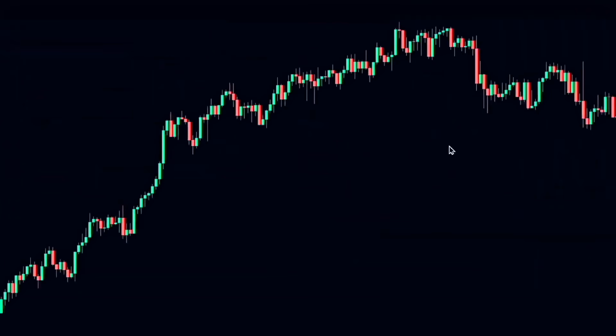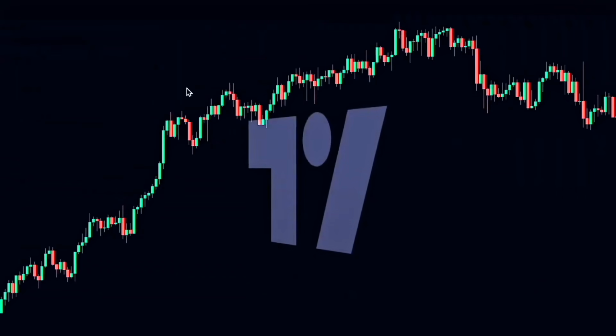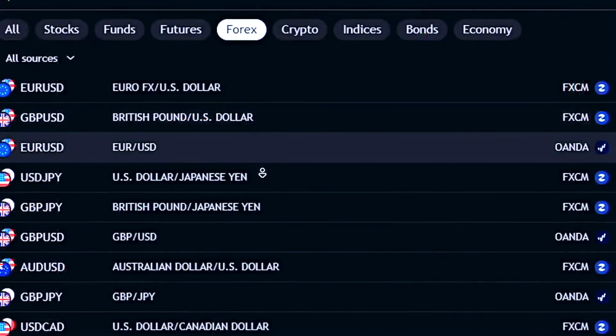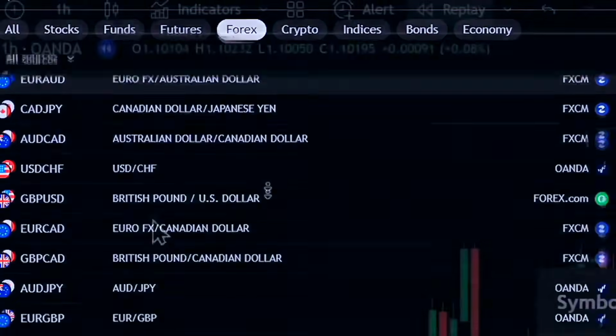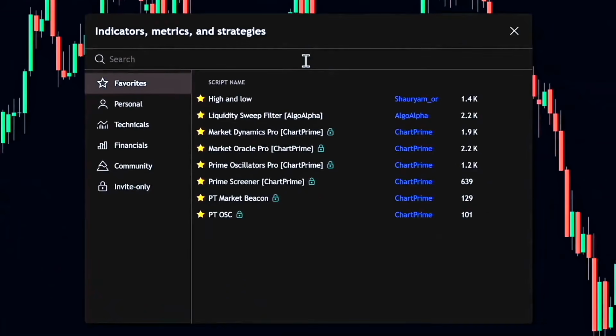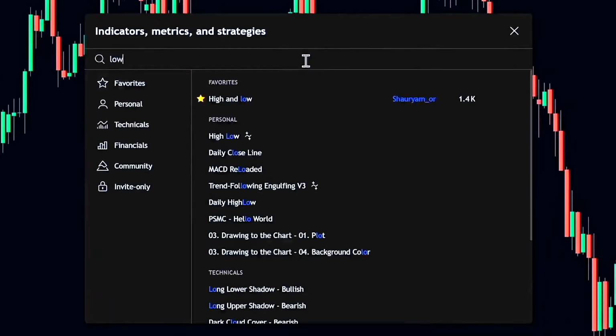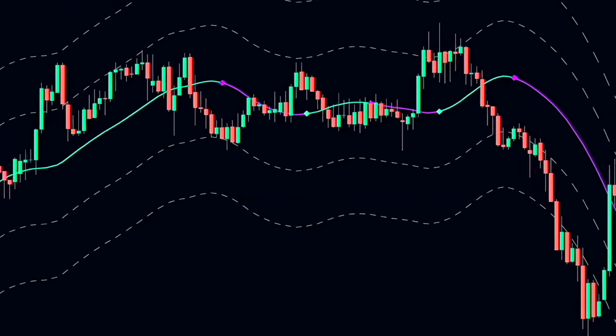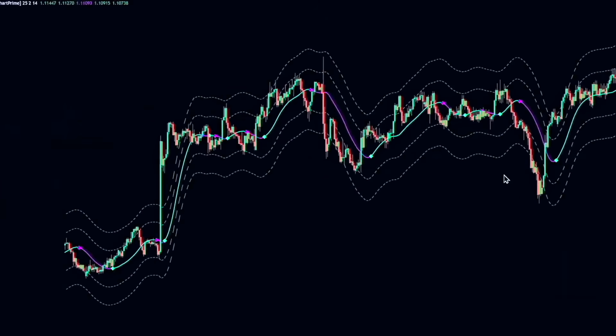To get this bad boy on your chart, head over to TradingView, the platform I'm working here. No account? No sweat. There's a link in the description to sign up. Once you're in, pick your favorite market and time frame. Then hit the indicators button at the top and search for lowest channel. You want the one labeled the lowest channel plus RSI by ChartPrice. Click it and boom, it's on your chart.